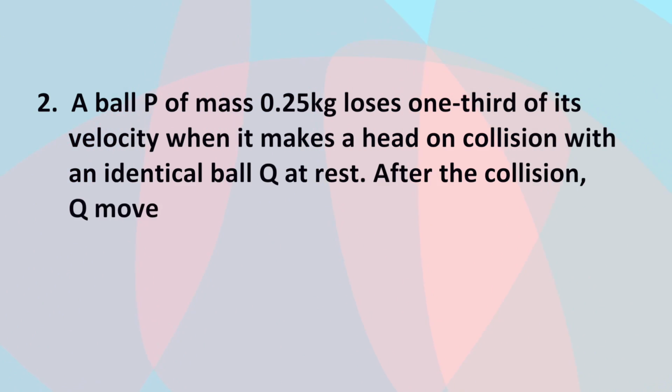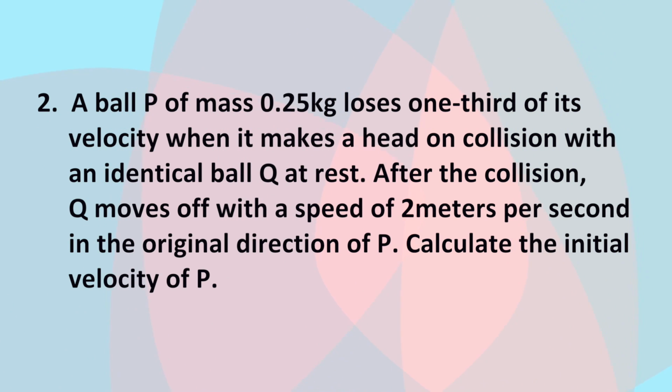A ball P of mass 0.25 kg loses 1/3 of its velocity when it makes a head-on collision with an identical ball Q at rest. After the collision, Q moves off with a speed of 2 meters per second in the original direction of P. Calculate the initial velocity of P. We want to answer this question. The question is a standard question.